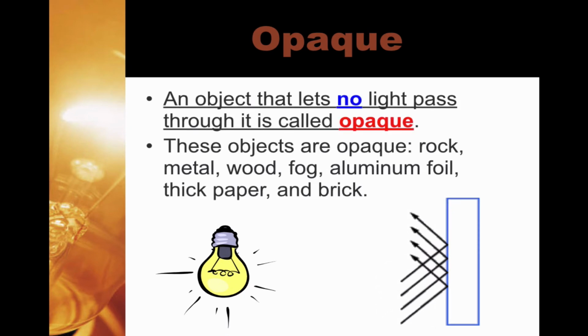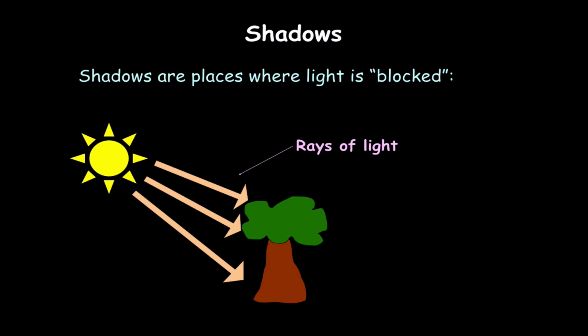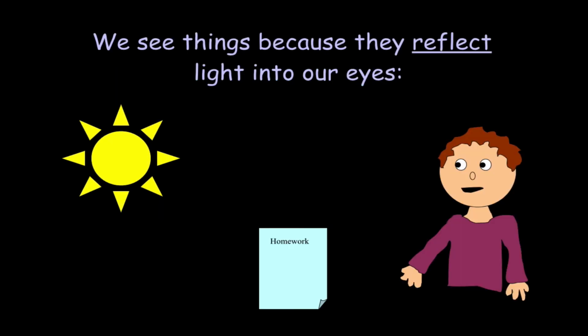And something like wood or metal or a thick piece of paper would be opaque. Shadows. Shadows are places where the light is blocked. If you have a light source like the sun, something opaque like a tree, then behind it you will not have any light. That's where the shadow goes.